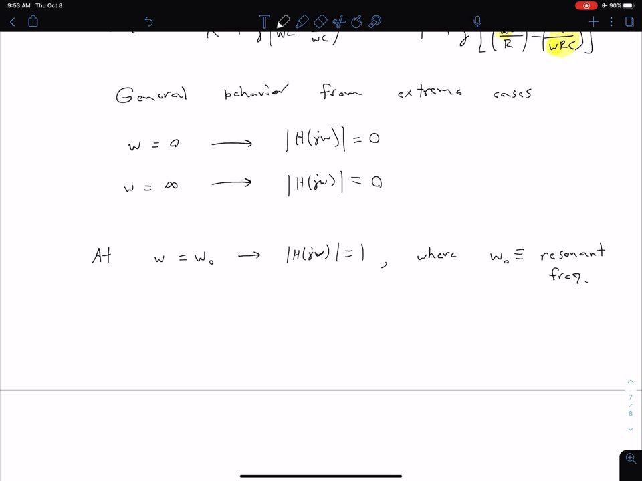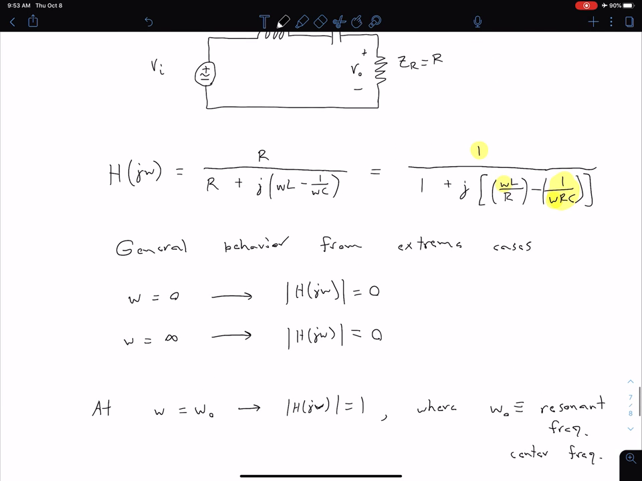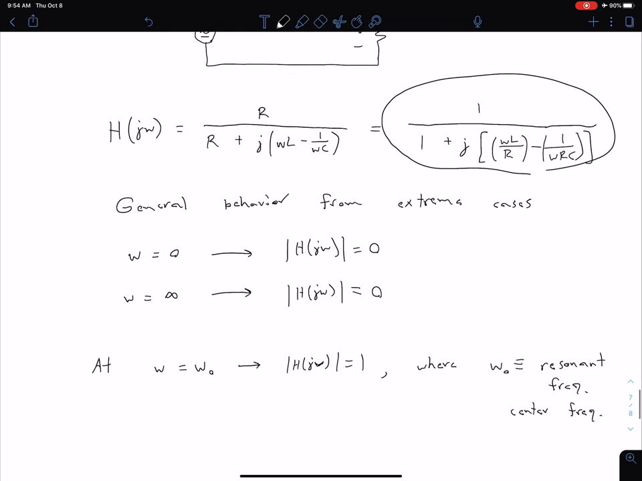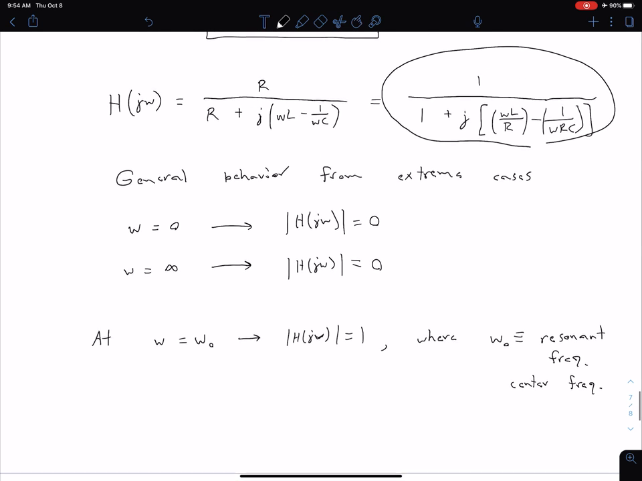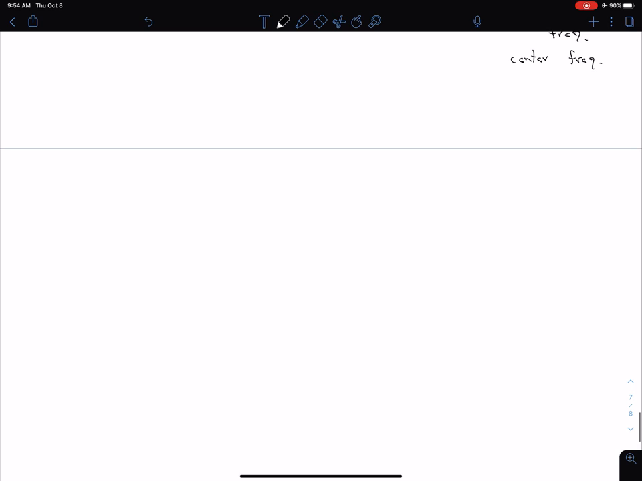And so we'll also see that called our center frequency, for reasons that'll be obvious when we look at the plot. It's right in the middle of the plot. Looking at this general equation up here for the magnitude of our transfer function, we can see that the magnitude of this is going to be 1. I've not written that explicitly, so let's go ahead and do that. Let's write our magnitude of our transfer function.